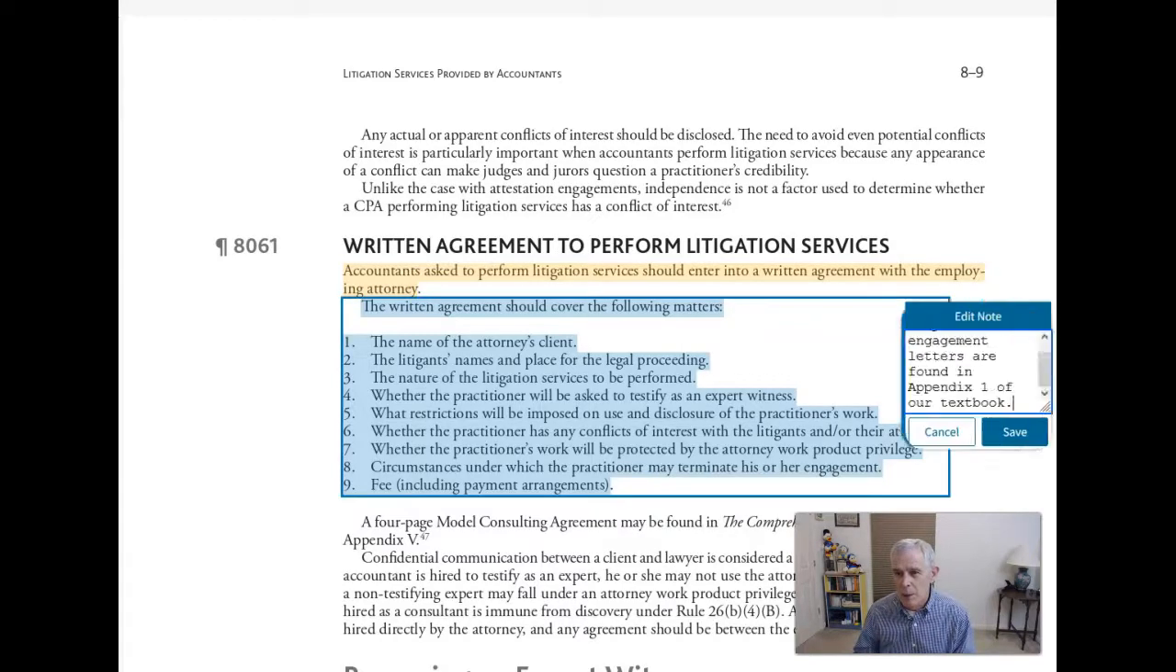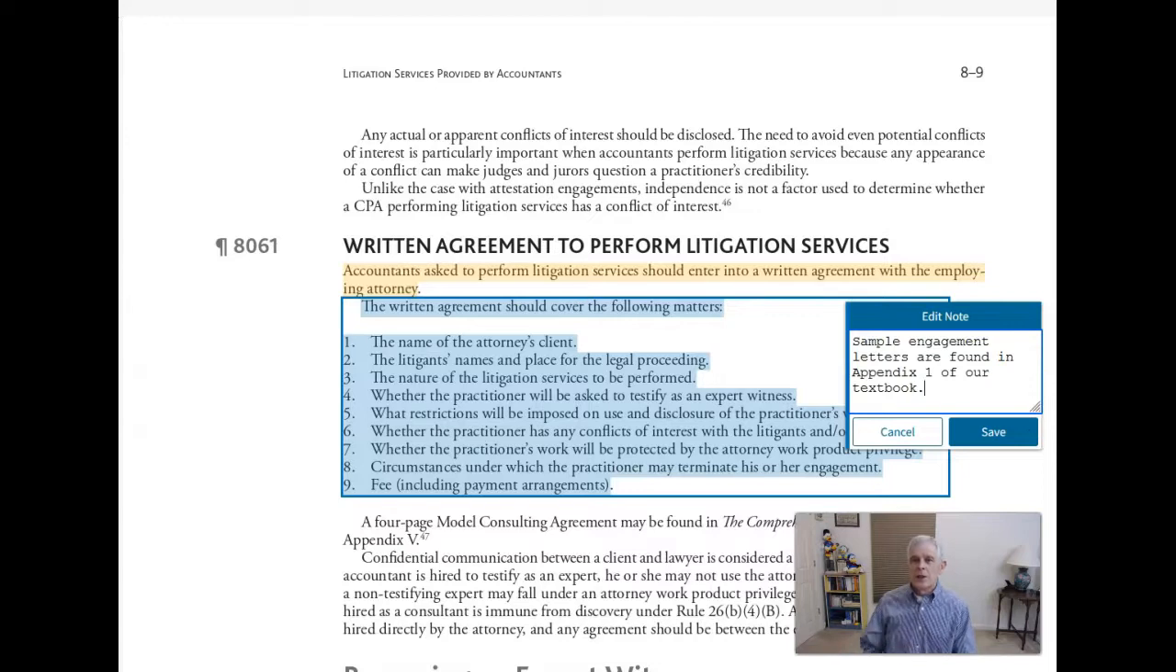I don't know if you can see it, but I'm going to pop this out. There is a sample engagement letter, really two of them, in your textbook in Appendix 1. They are very good. The first letter is just 1 page long. The second letter is 2.5 pages long.